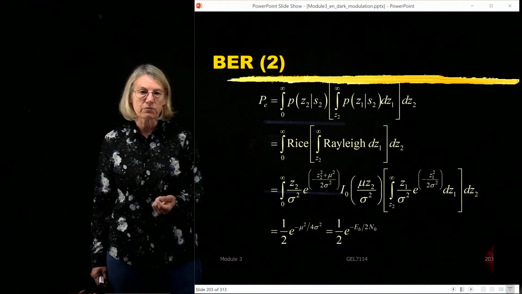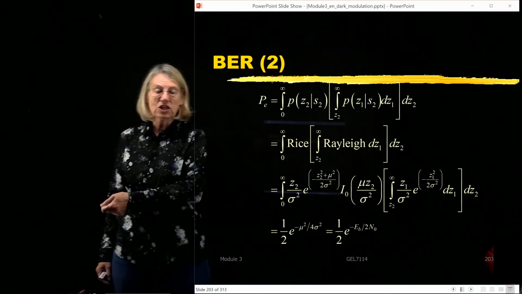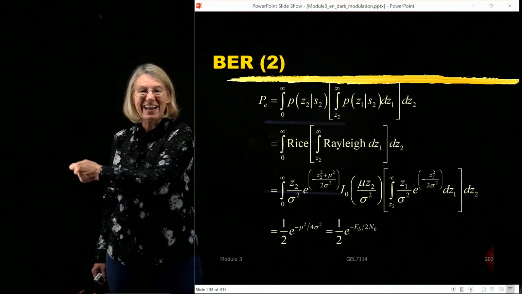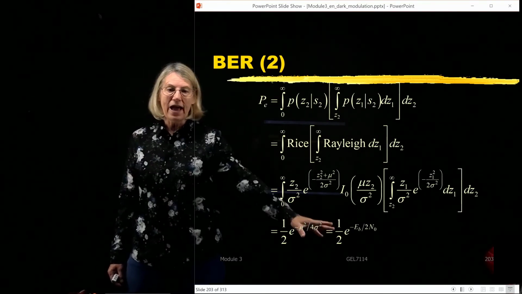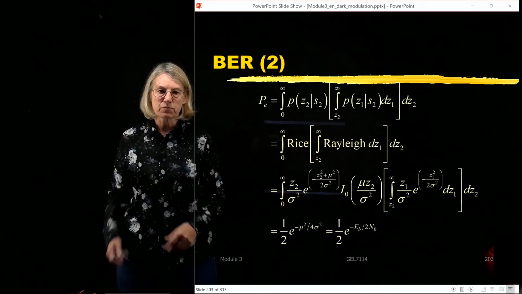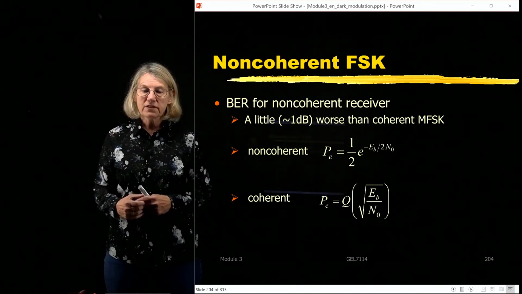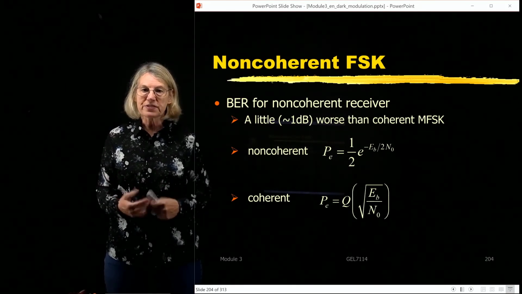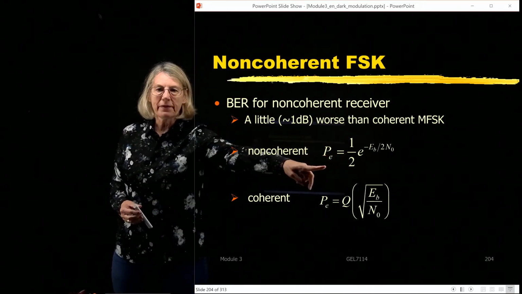So this is an expression we've seen before. Instead of having the Q function, which we've always found when we had a Gaussian density, now we have an exponential because of this different integration, but a very simple expression. So we have found the bit error rate for the non-coherent receiver. Here's the expression for the probability of error.